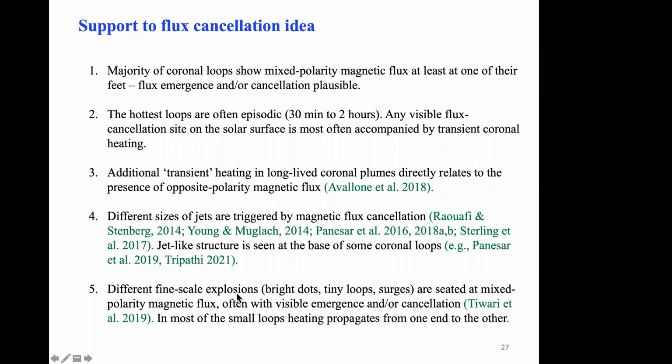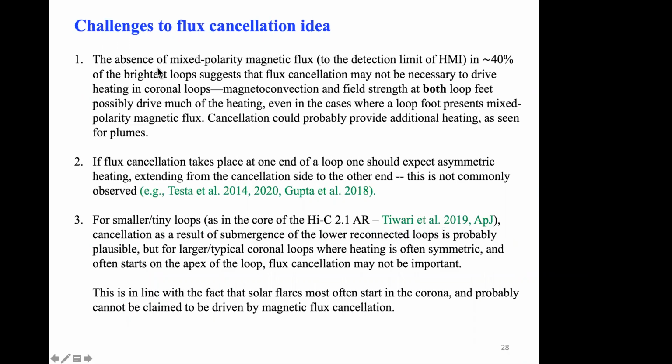Different fine-scale explosive events are seated at mixed polarity magnetic flux. In most of the small loops, heating propagates from one end to the other, which strongly supports the cancellation idea. Now, challenges. We found that there is an absence of mixed polarity magnetic flux. About 40% of the brightest loops are rooted at unipolar magnetic flux at both of their foot points.